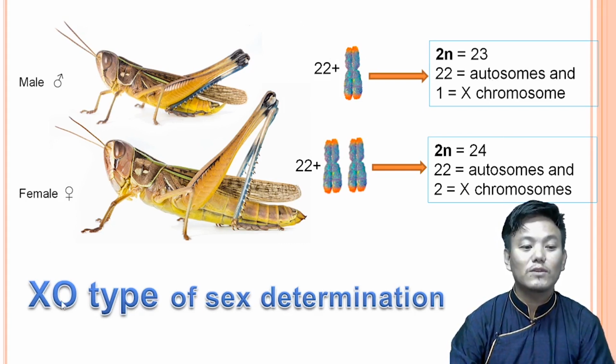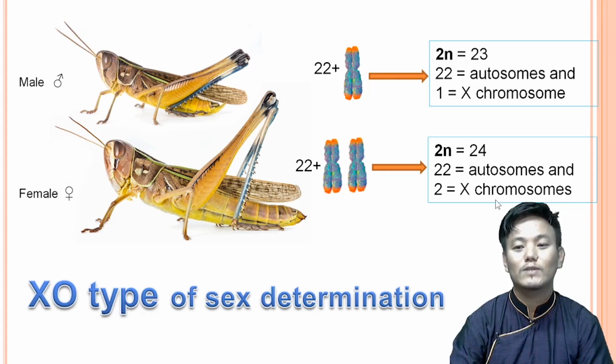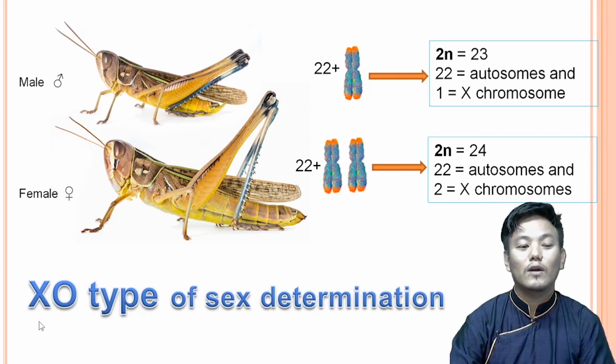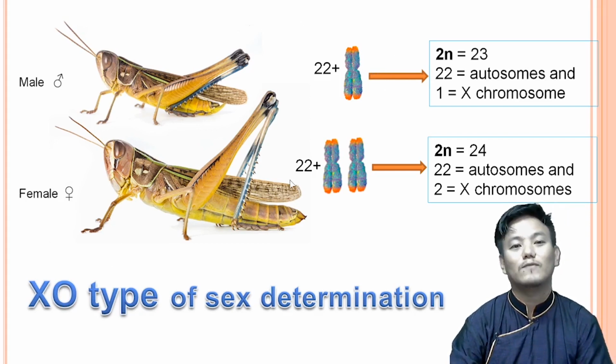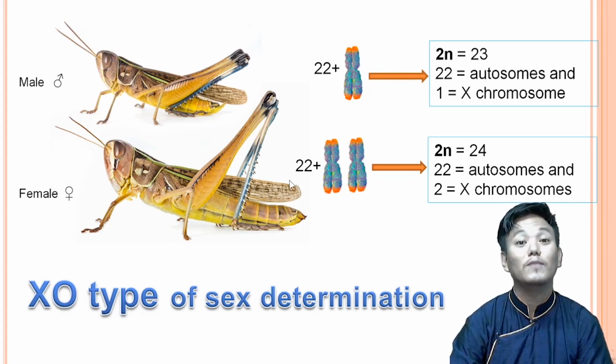So in this particular sex determination mechanism, the total number of chromosomes will be different. In females, there will be 24 chromosomes, 22 autosomes plus two X chromosomes. XO is derived from the male individual. In the male, there will be 22 plus only one X chromosome. So one is missing. This O stands for the missing X chromosome. So XO type of sex determination mechanism is found in grasshoppers. You might want to note it down.